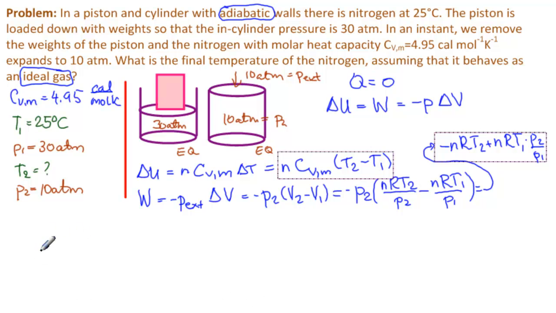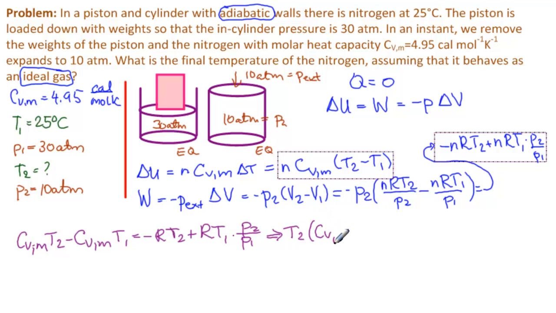So we have CVM times T2 minus CVM times T1 equals minus RT2 plus RT1 times P2 over P1. So let's put the T2s on this side. So T2, we have CVM plus R. And then T1 is on the other side. We have CVM plus R. We took out T1, times P2 over P1. So now we have T2 is equal to T1 times this divided by this.